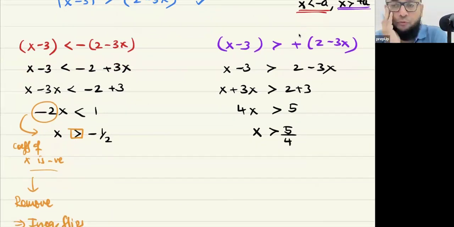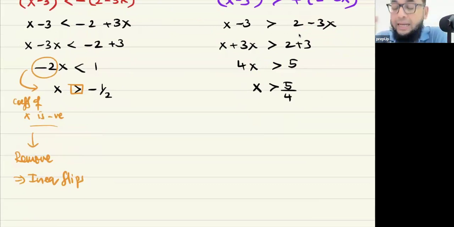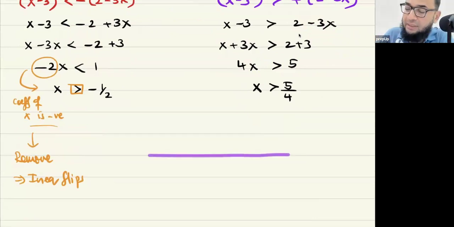Now this seems to be an issue. What is that issue? The issue is both inequalities are pointing in the same direction. So now that is the number line. The smaller value is negative half. The greater value is 5 over 4.